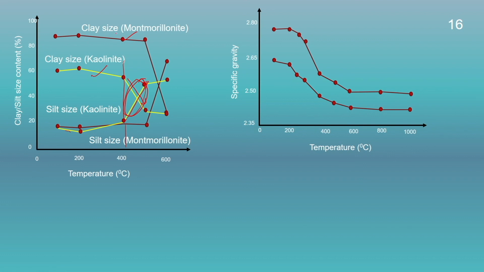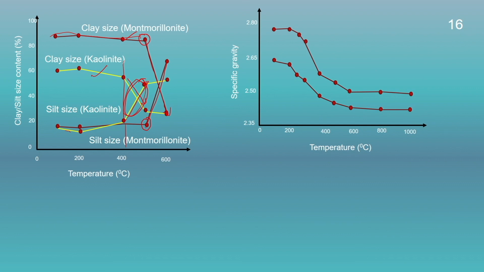If we compare with the montmorillonite, we could see up to 500 degrees centigrade, there is less change in the clay content, or the clay content decreases to a lesser extent, but beyond 500 degrees centigrade, there is a significant reduction in the clay content of the montmorillonite. At the same time, there is a significant increase in the silt content of the montmorillonite particles. So, therefore, a drastic change in the gradation takes place for bentonite at 500 to 600 degrees centigrade.